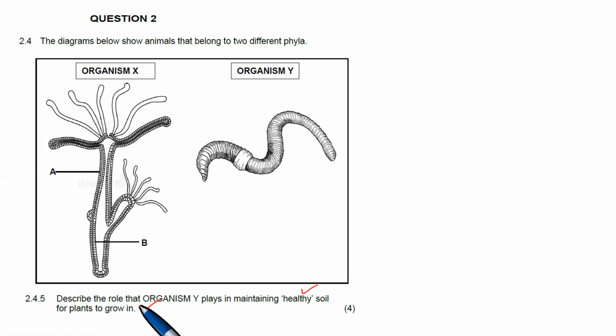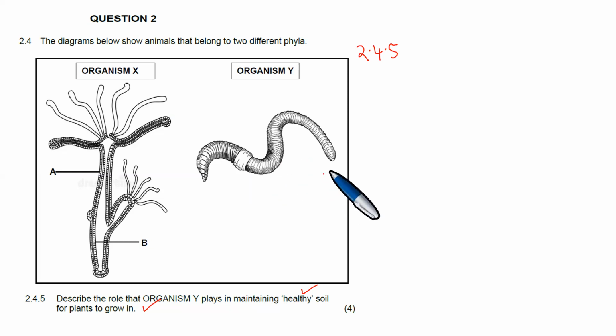But describe the role. What role does this play to help the plants grow well and to make the soil healthy? How does this make the soil healthy? We need to explain that, and we can easily explain it. Here is the explanation.